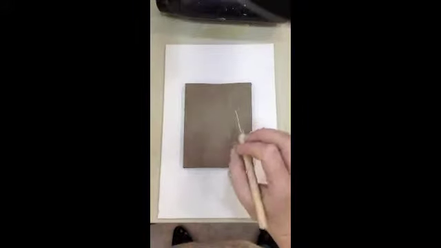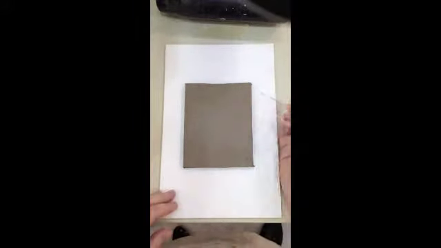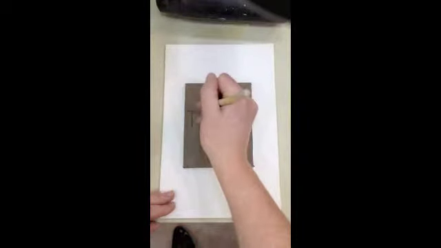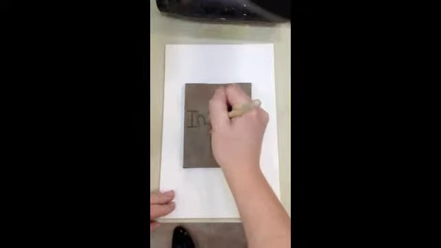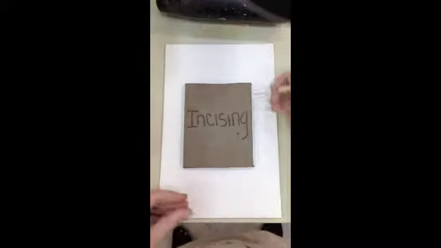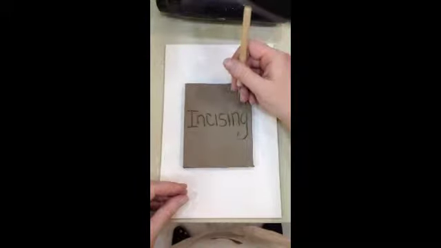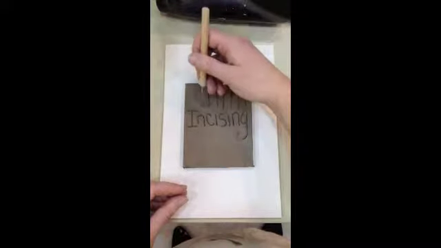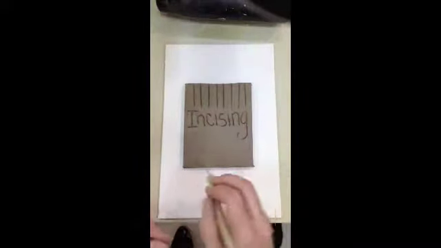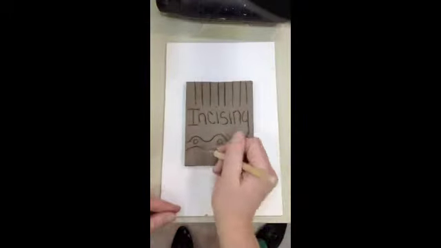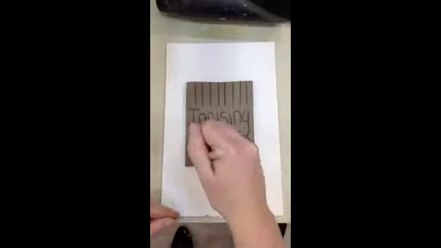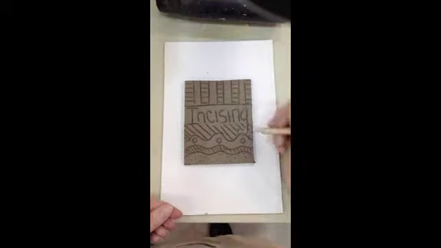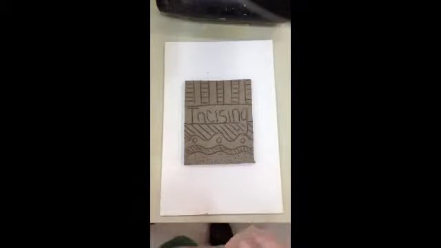So what we're going to do is use our needle tool, and we're going to draw into the surface of the clay. So since this is incising, I'm going to go ahead and write incising on here. And I'm going to draw some other imagery on here, just some surface design, just to show some examples of how you can use incising. Okay, so that's how we do incising.